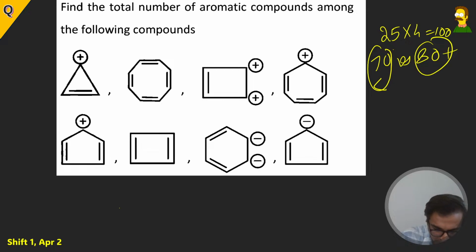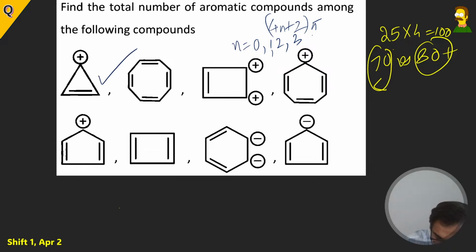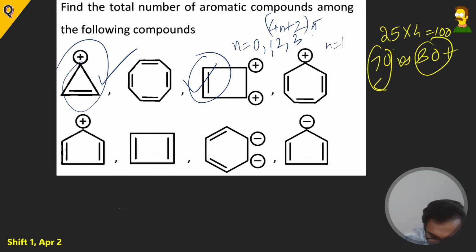Each says 1. Okay, let's dissect this. So aromatic means 4n plus 2 pi electrons, where n goes from 0, 1, 2, 3. तो 0 वाला पे देखते हैं. 2 इलेक्ट्रॉन्स कहाँ पे? इधर 2 है, इधर भी 2 है, तो ये दोनों हो गए एरोमेटिक. चलो नेक्स्ट देखते हैं. n इक्वल टू 1 मतलब 6 इलेक्ट्रॉन नहीं, इसमें तो 8 है. This is anti or anti-aromatic.